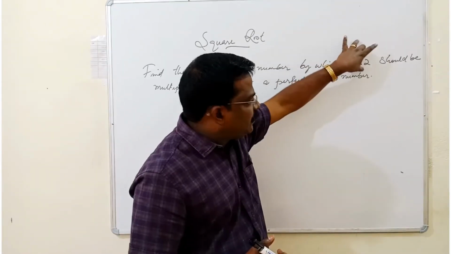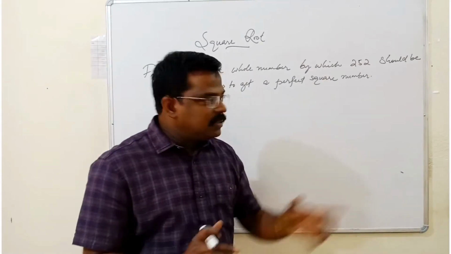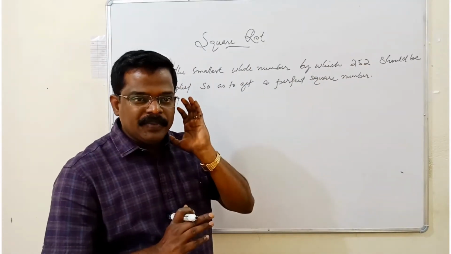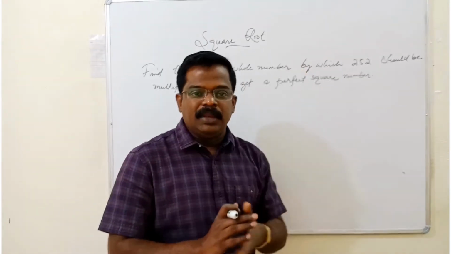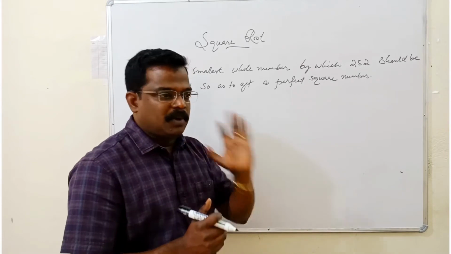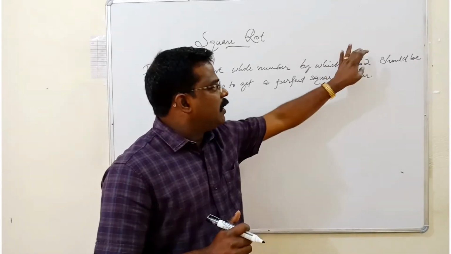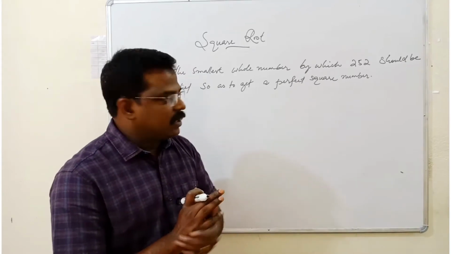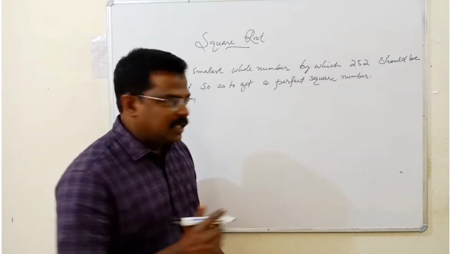Here this 252 is not a perfect square. The last digit is 2, so it is not a perfect square. So how can we make this 252 into a perfect square? By multiplying it by the smallest number. Which is the smallest number that we have to multiply to get a perfect square? So first we can factorize it.